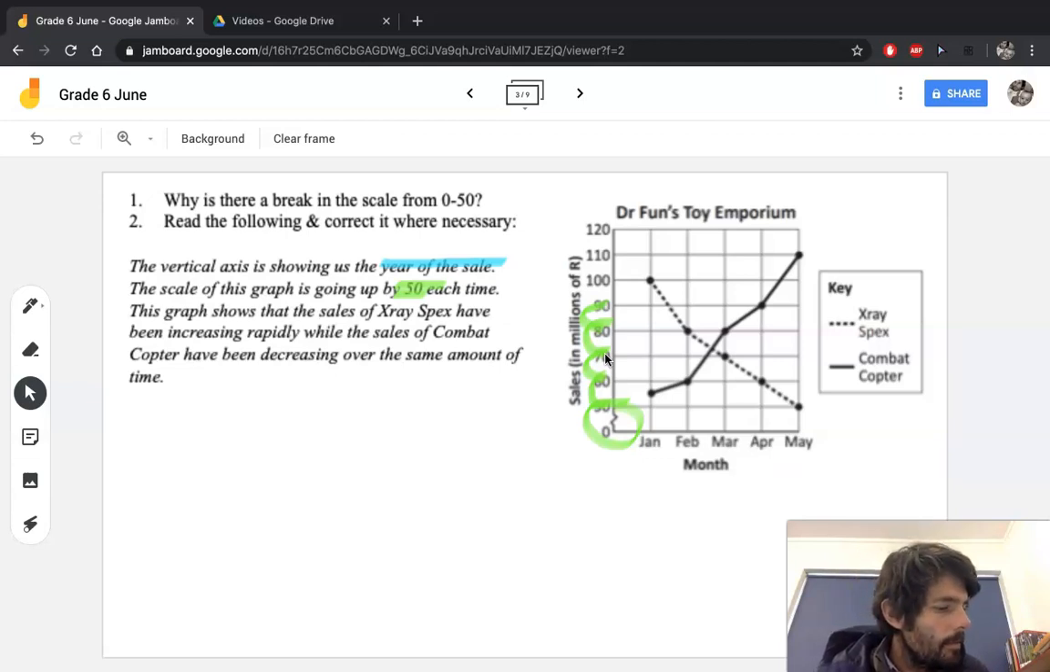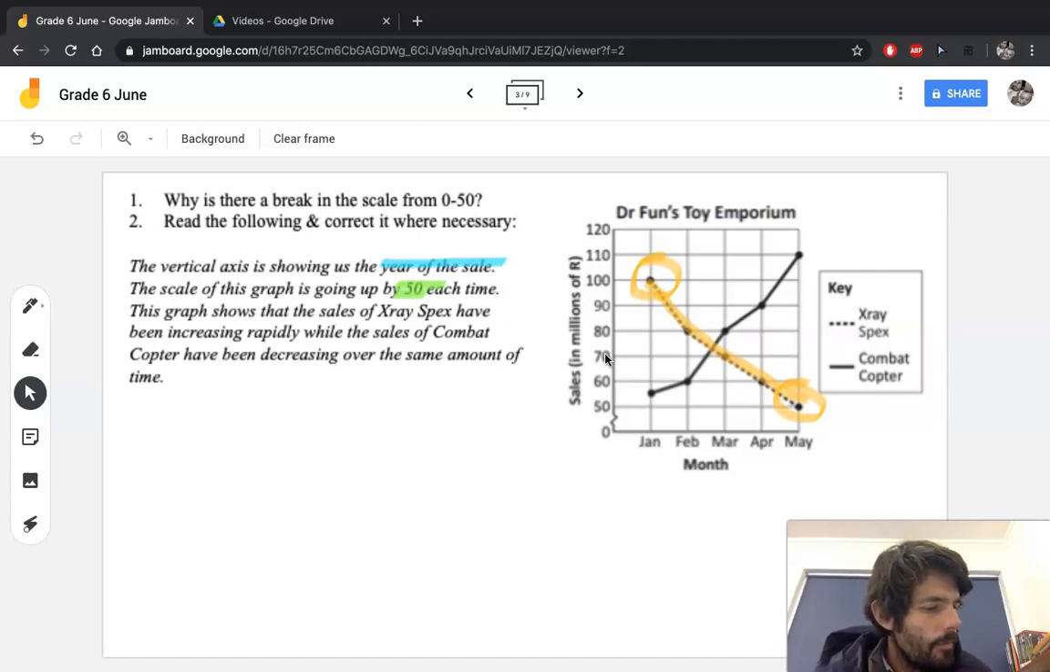Third line. This graph shows that the sales of X-ray specs have been increasing rapidly, while the sales of combat copter have been decreasing over the same amount of time. So let's have a look at X-ray specs. In January, they sold 100 million rands worth of X-ray specs. But that has decreased to 50 million rand in May.